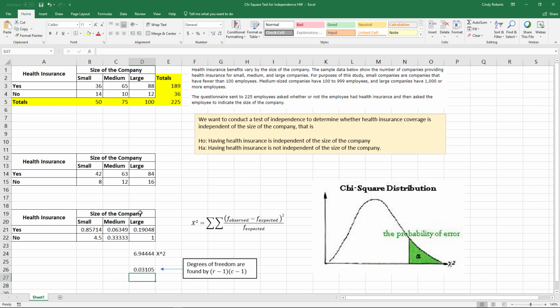So if we came back and had a level of significance such as 0.05, as we can see, we would actually reject the null, because we would conclude that health insurance coverage is not independent of the size of the company. So this shows a slightly different way than the other one, which was getting critical values. This one is where you can actually get a p-value.